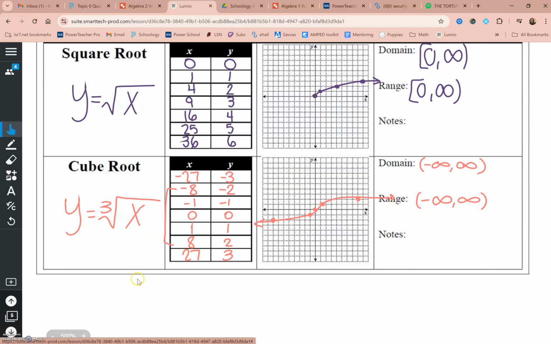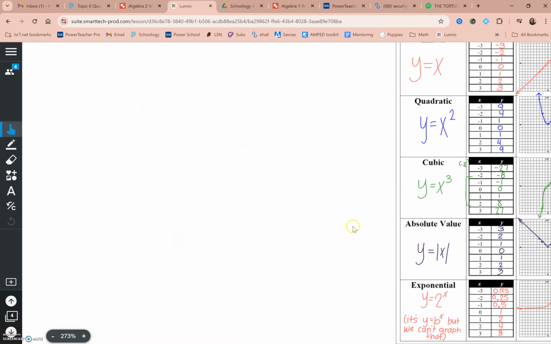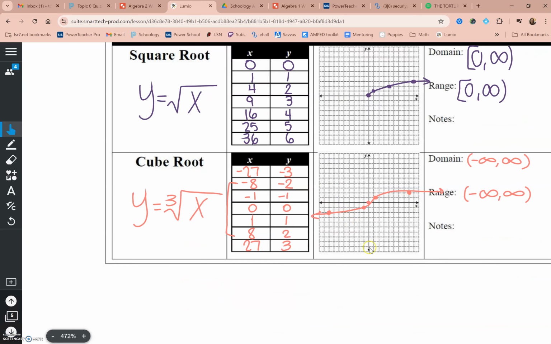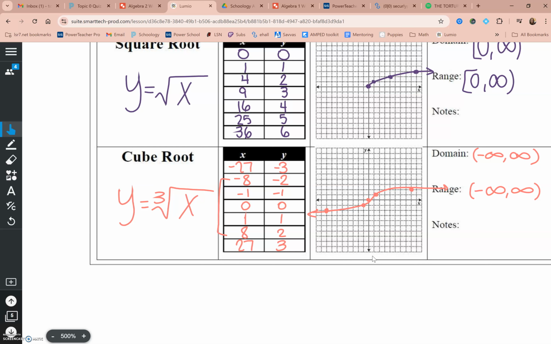Last one is the cube root. It is literally this cubic table. It just has flipped the x's and the y's. So we flipped the x's and the y's for this cube root. This is what we end up with. We did pick specific x's so that we could get integer y values. So the cube root of negative 27 is negative 3. Cube root of negative 8 is negative 2, and so on. It looks just like that cubic graph, but turned on its side.